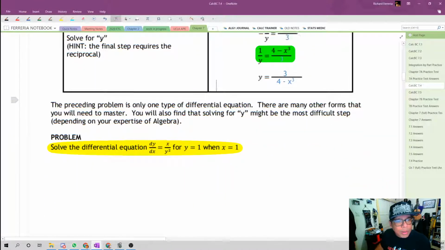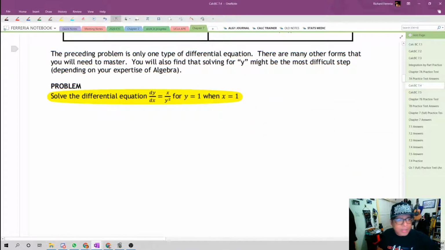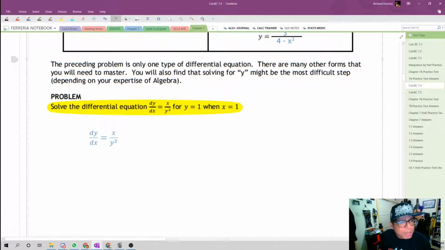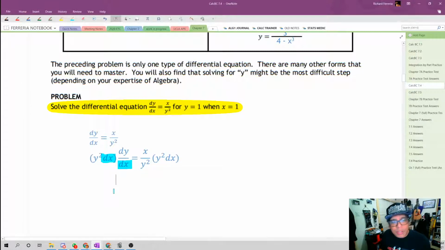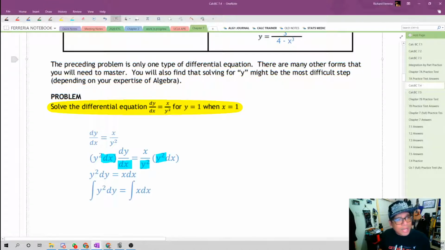Now here's another example of the same thing. We're going to solve the differential equation dy/dx equals x over y squared. Same initial condition, (1, 1). Same setup. We start with our differential equation. We'll multiply both sides by y squared dx. Cancel the dx's on the left. Cancel the y squareds on the right. That simplifies into y squared dy equals x dx. We have successfully separated our variables. Integrate both sides.